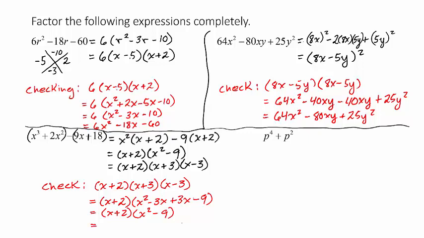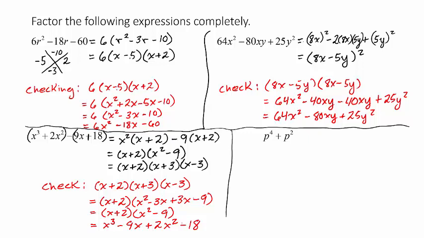And then from there, do the FOILing. x times x squared is x cubed. x times negative 9 is minus 9x. 2 times x squared is plus 2x squared. And 2 times negative 9 is minus 18. Okay, now is that what we started with? x cubed minus 9x plus 2x squared minus 18. It is. It looks like I reversed the two terms, the minus 9x and the 2x squared, but it's the same statement. It's just the same thing with the terms rearranged. So we verified that this indeed does work.